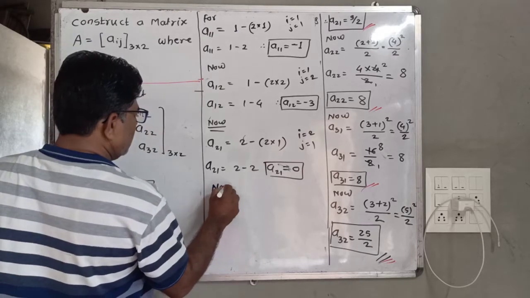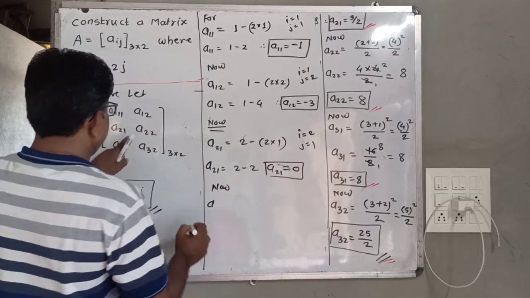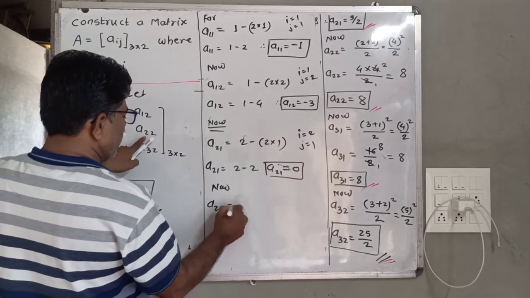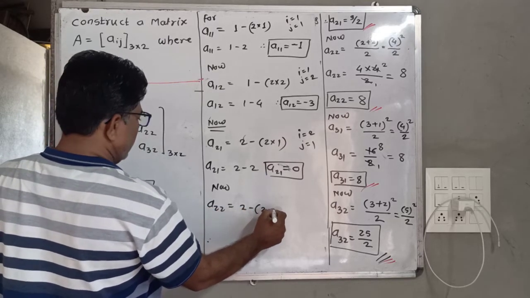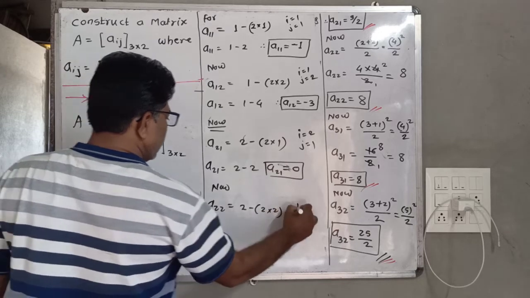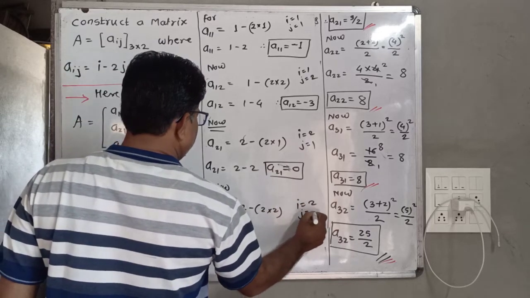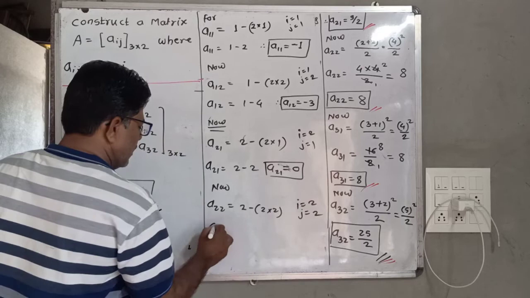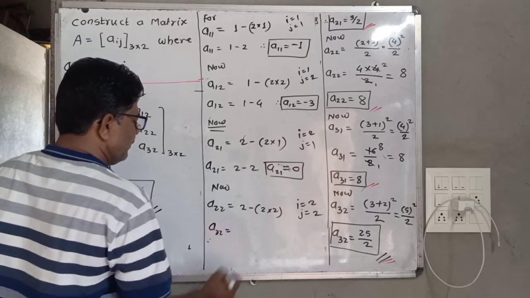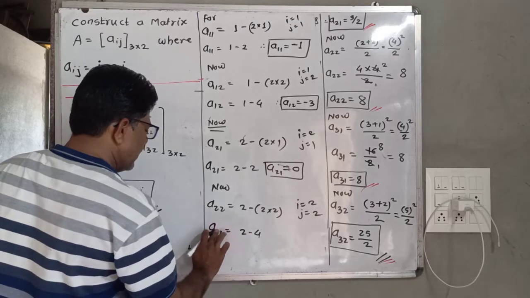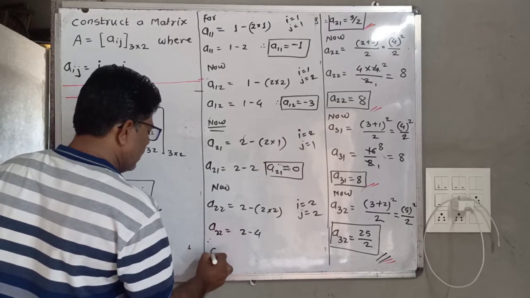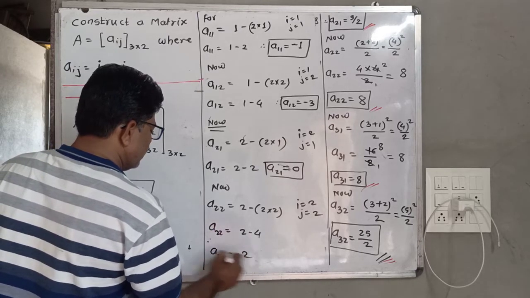Now A22 equal to 2 minus 2 multiplied by 2. Here I equal to 2 and j also equal to 2. A22 equal to 2 minus 4. A22 equal to minus 2.